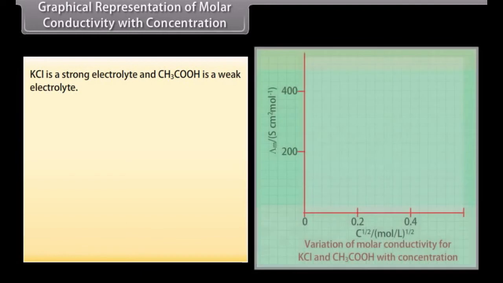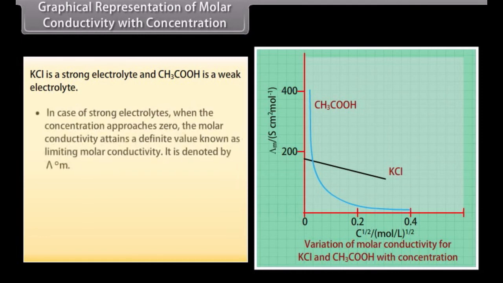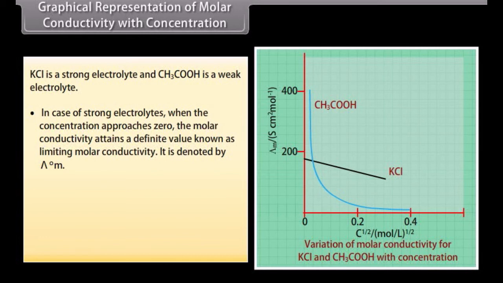Graphical representation of molar conductivity with concentration. KCl is a strong electrolyte and CH3COOH is a weak electrolyte. A graphical representation shows the variation of molar conductivity with concentration. In case of strong electrolytes, when the concentration approaches zero, the molar conductivity attains a definite value known as limiting molar conductivity. It is denoted by lambda naught m.